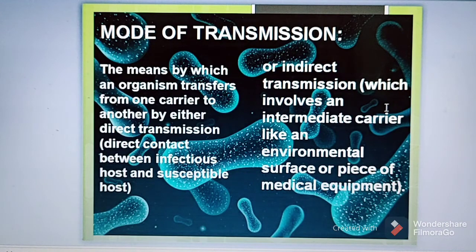So mode of transmission, the means by which an organism transfers from one carrier to another by either direct transmission, direct contact between infectious host and susceptible host, or indirect transmission which involves an intermediate carrier like an environmental surface or piece of medical equipment. So mode of transmission, this is how the infectious agent is transmitted from one person to another. So later on we will discuss what is direct transmission and indirect transmission.